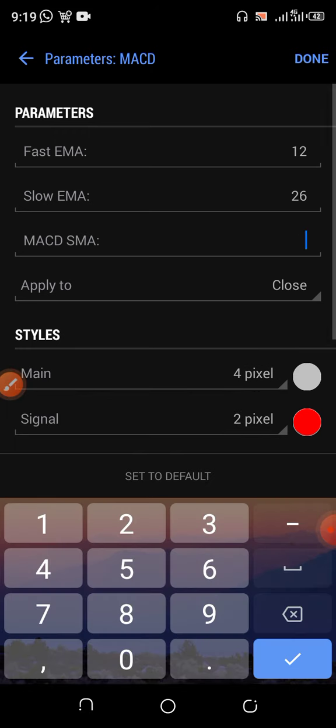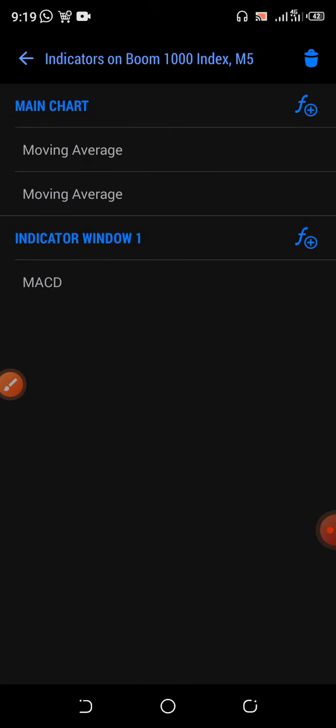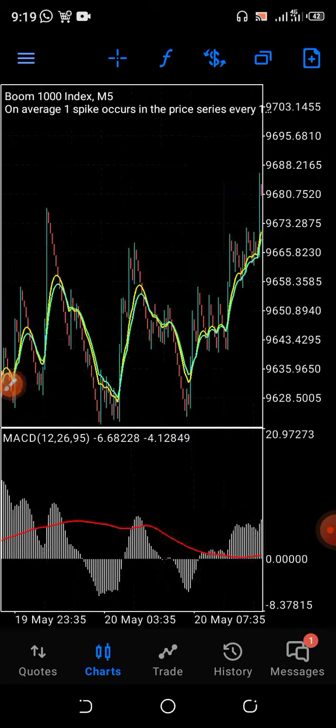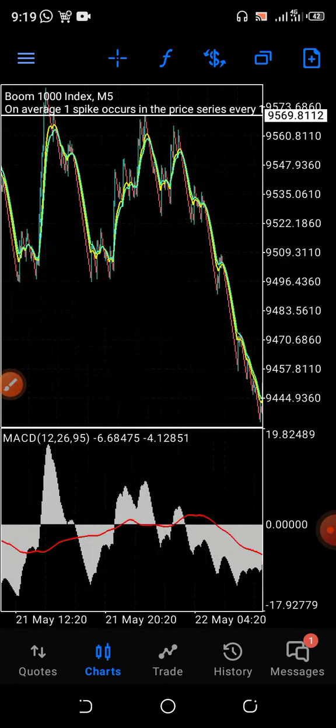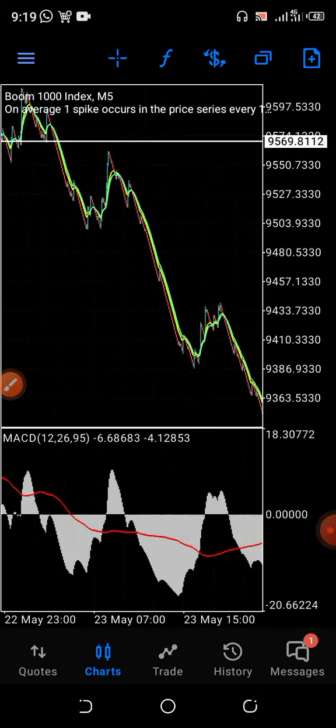I have here, let me just say 80. Let me just put it like this, and I set it. Do you know what happened? Look at the histogram line. Look at the signal line. Do you see what happened?